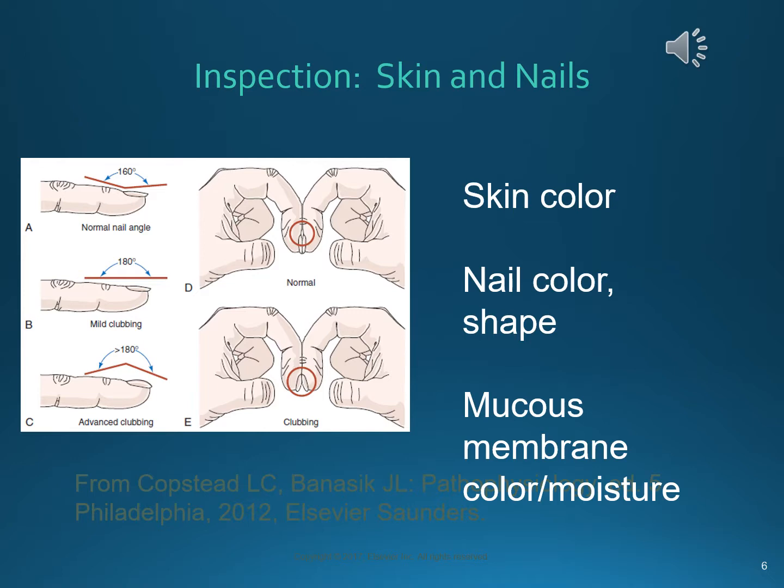Also mucous membrane color and moisture. Are their mucous membranes pale? Are they blue? Are they pink? Are they moist? Do they have a runny nose? All important things to think about when you're assessing the respiratory system.